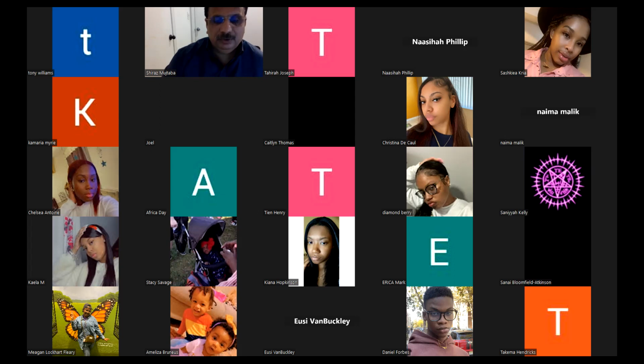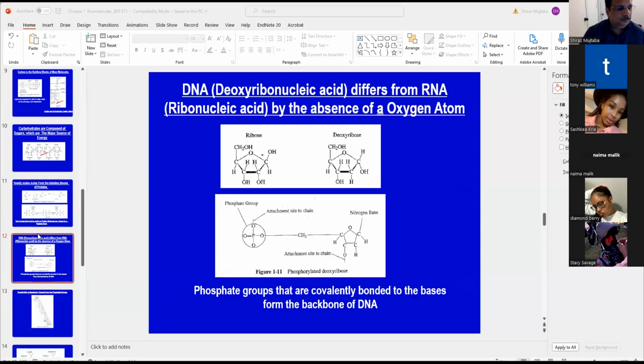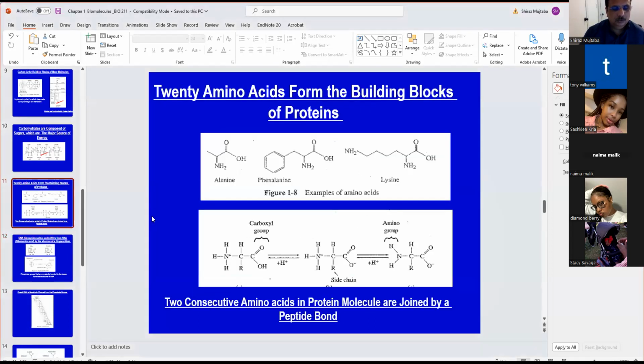So let's go back to the PowerPoint slide. If you look here, this is amino acid 1, and this is amino acid 2. When the amino acids enter into formation of a peptide bond, the carboxylic group of one amino acid enters into a chemical reaction with the NH2 group of another amino acid. When they react, they lose one water molecule, and then they form a bond called a peptide bond.